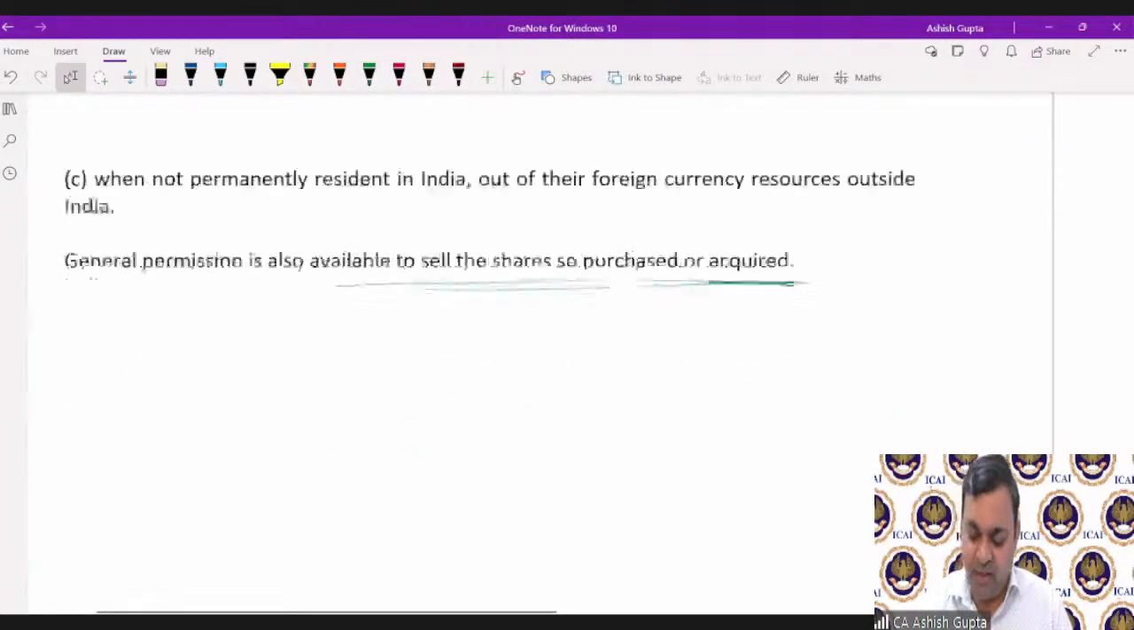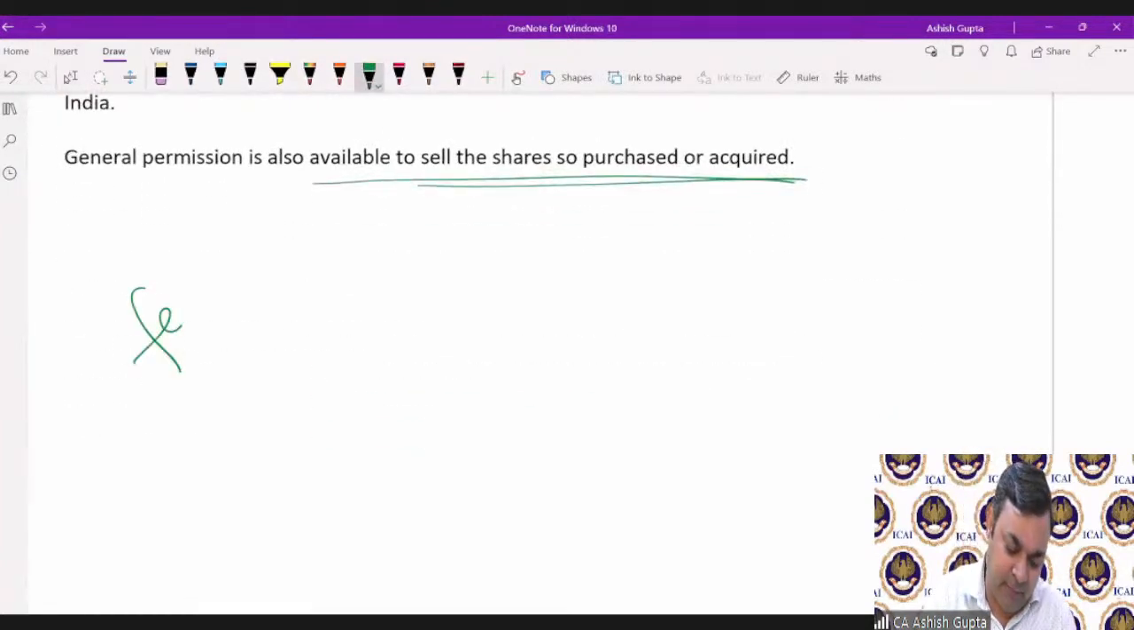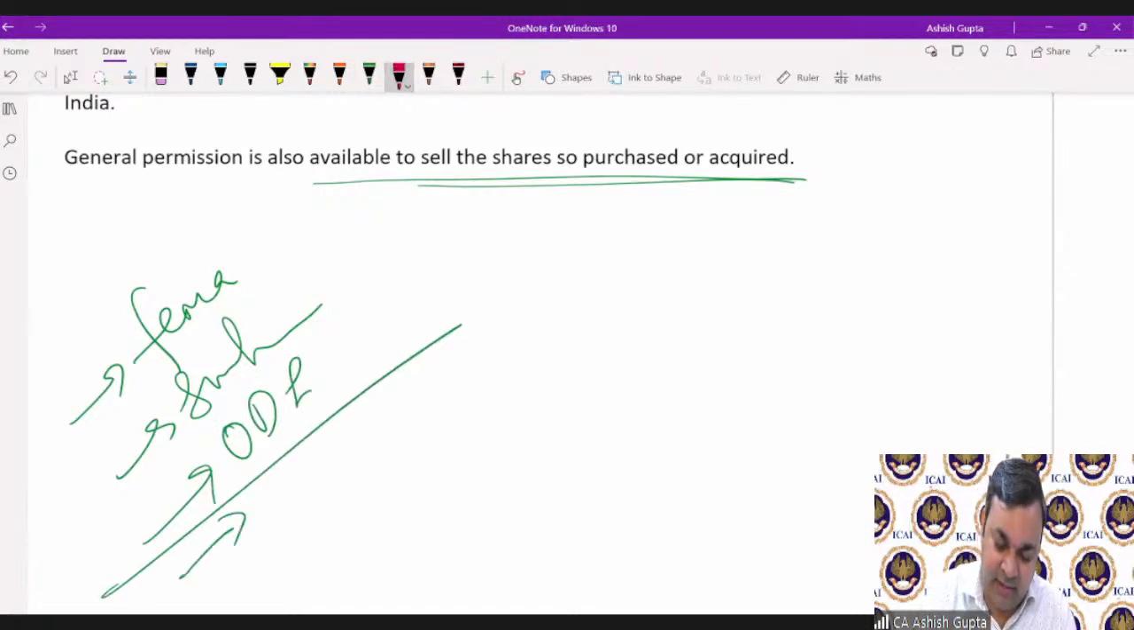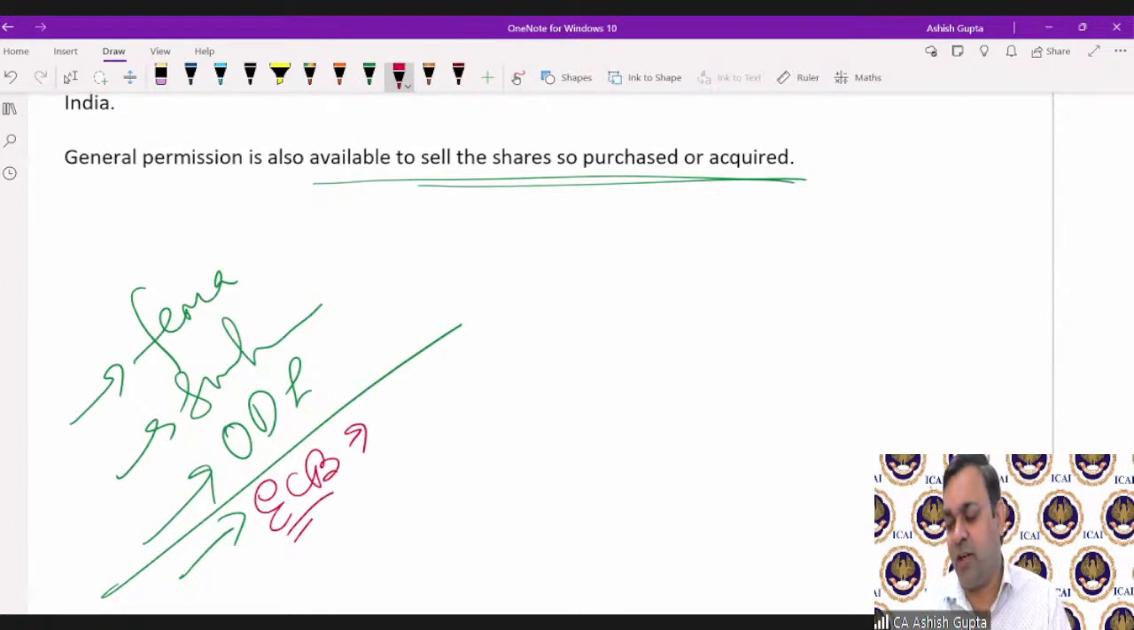So now we have completed the FEMA part. We completed the import of goods and services. We completed the ODI. Now, except one thing, that is called external commercial borrowing, we will discuss it in the last lecture of our FEMA on 21st of February.